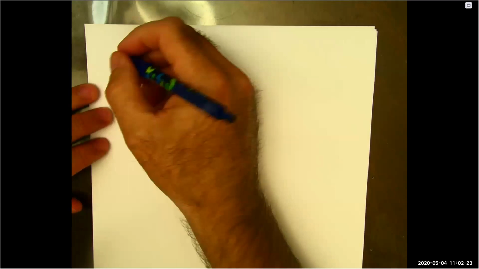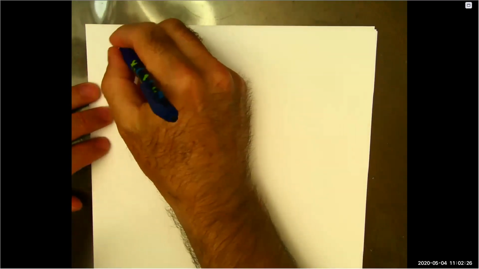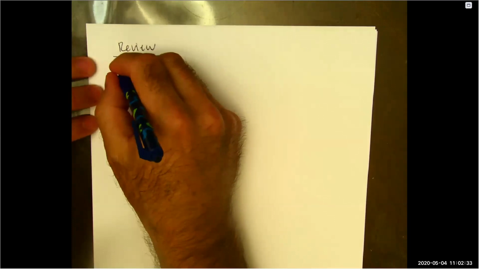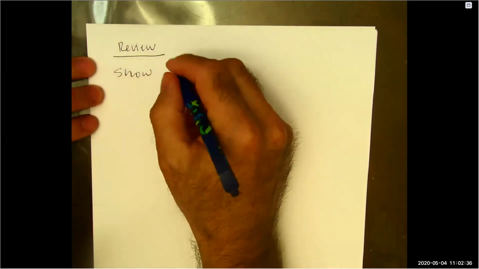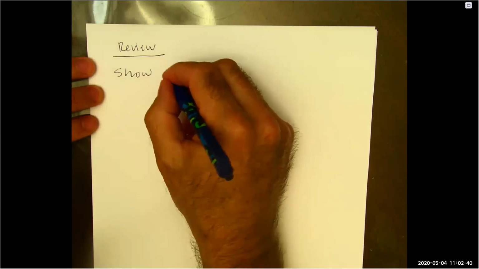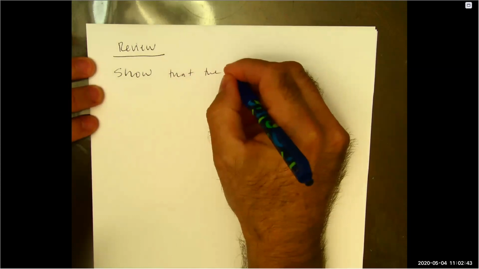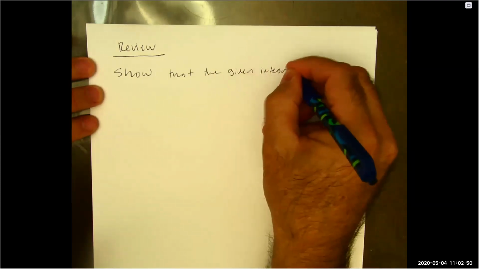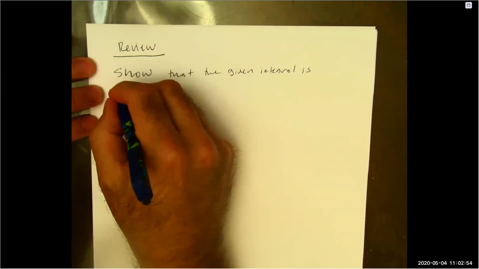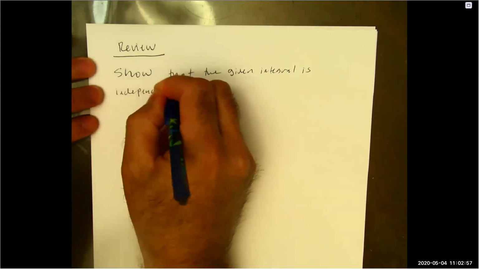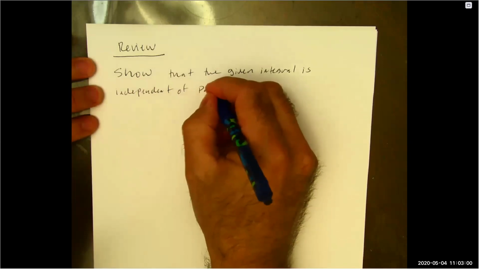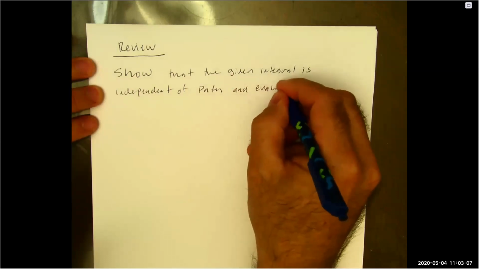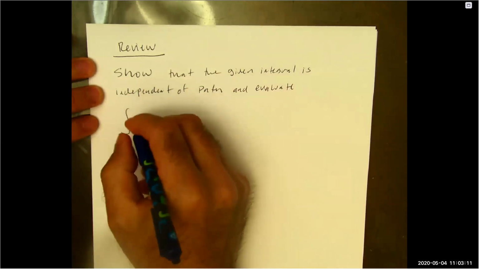All right, so I wanted to take a look at a review example to begin with today. And so we're going to show that the integral is independent of path and evaluate. And so we're going to look at this integral in differential form.